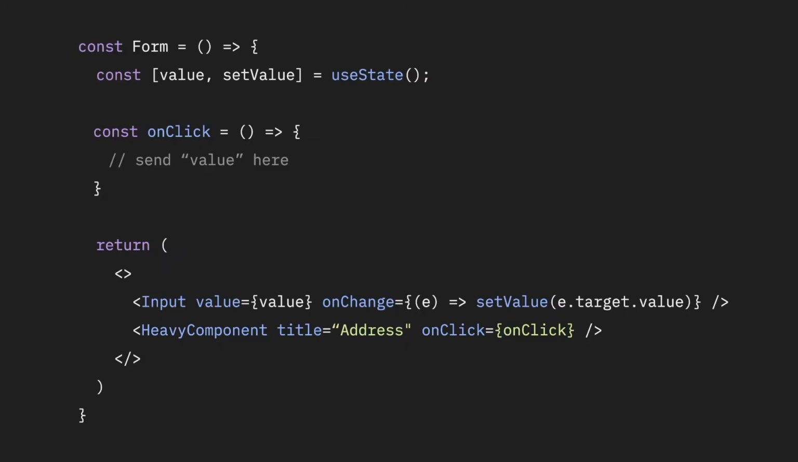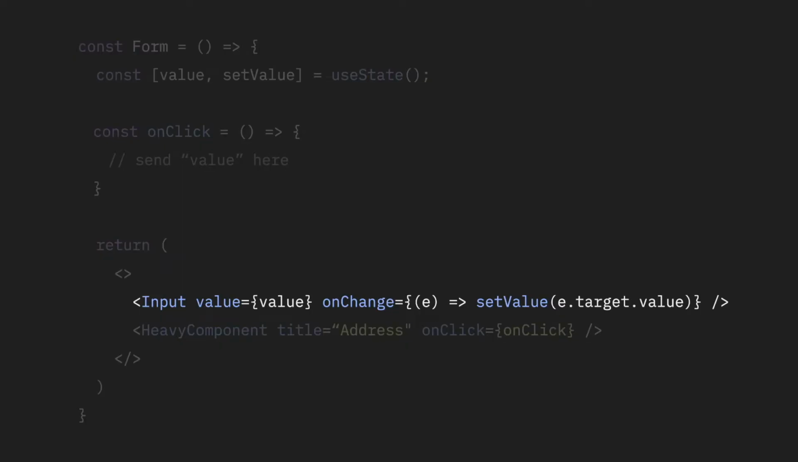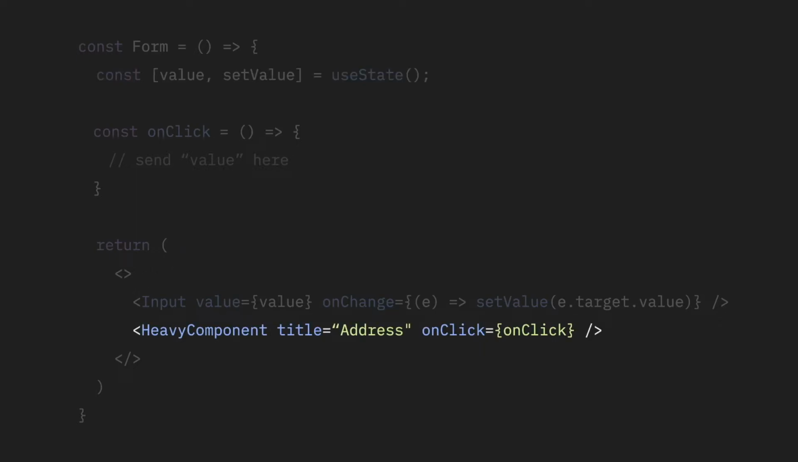You would have your form, your input component, some state that holds the value from the input, and that heavy component that accepts title and on-click callback. And of course, the callback itself, just a function that grabs the state and sends it to the backend.